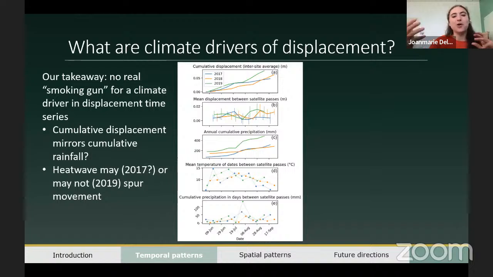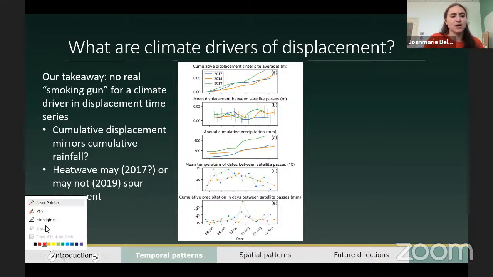But it turns out, I scratched my head over this. I have cumulative precipitation, I have mean temperature, all sorts of ways to try to describe how it rained or how warm it was prior to these satellite passes to get the displacement rates. And my takeaway is that there's no real smoking gun for a climate driver in this displacement time series. The only thing I could think about is that cumulative displacement mirrors cumulative precipitation, potentially telling us that some moisture or precipitation event might drive overall displacements over the course of a season. But when we looked at heat waves, times when it was sustained warm or a spike in warm, sometimes that seemed to be associated with displacement and sometimes it didn't. So it was a pretty confusing data set to interpret.